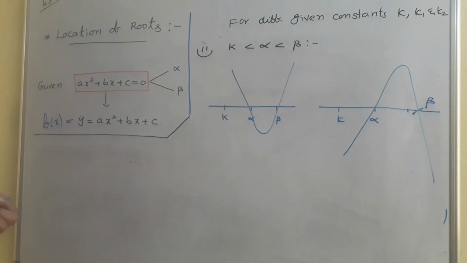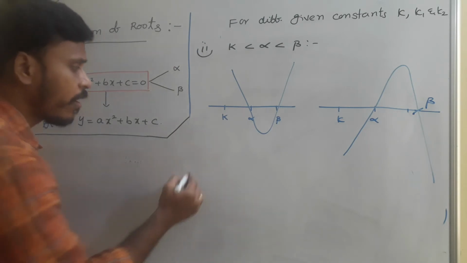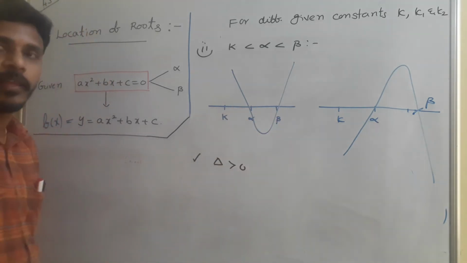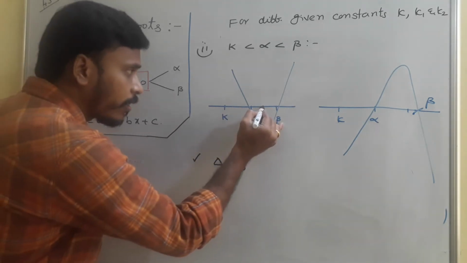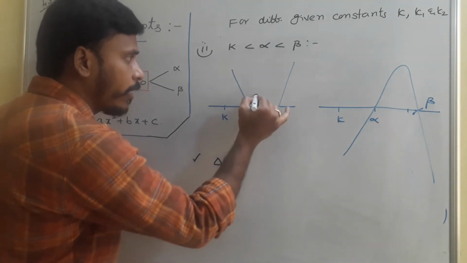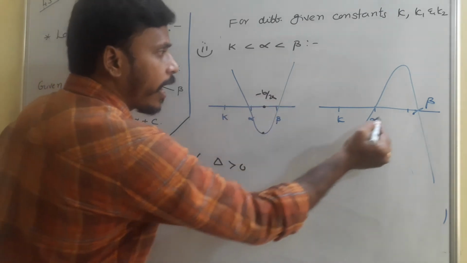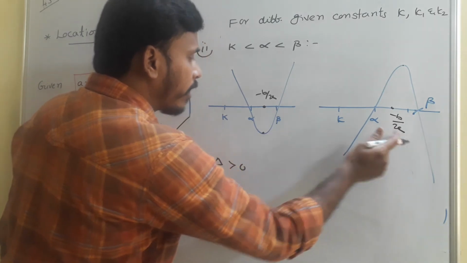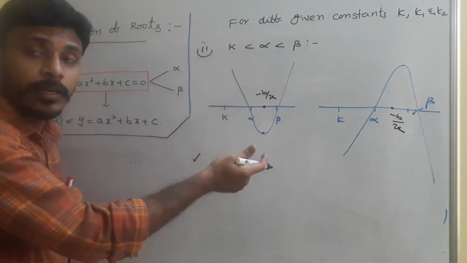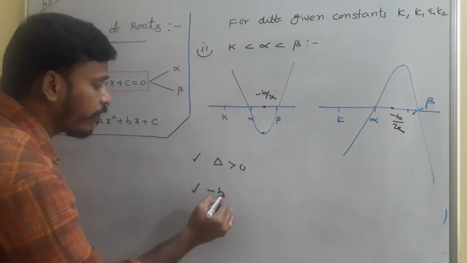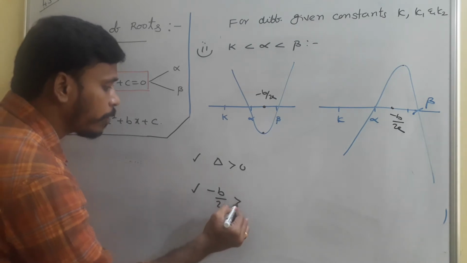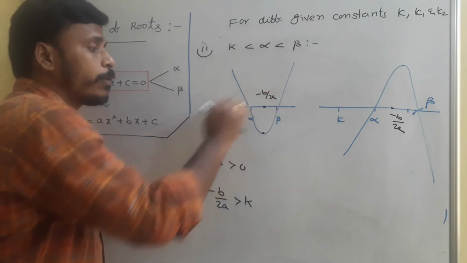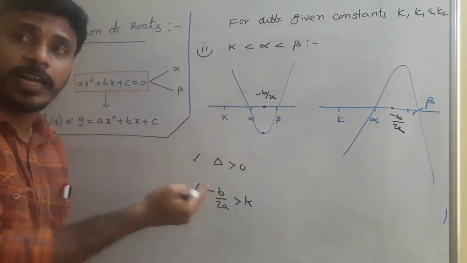And now again the conditions. What do you say about the conditions? First condition, discriminant is greater than 0 because two roots are there. Second condition, the minima point is minus b by 2a, and here also the maxima point is minus b by 2a, and that point is greater than k. For the first case, minus b by 2a is less than k, and in this second case, minus b by 2a is to the right side of k, that means greater than k.